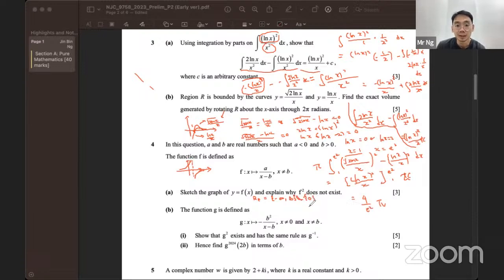But then the domain cannot take b, but your range here has a b inside. So it's not a subset. The domain of g is negative infinity to infinity excluding b. So because the range has b, you cannot put it inside that space that doesn't have b. So range of f is not a subset of domain of g. f squared does not exist.